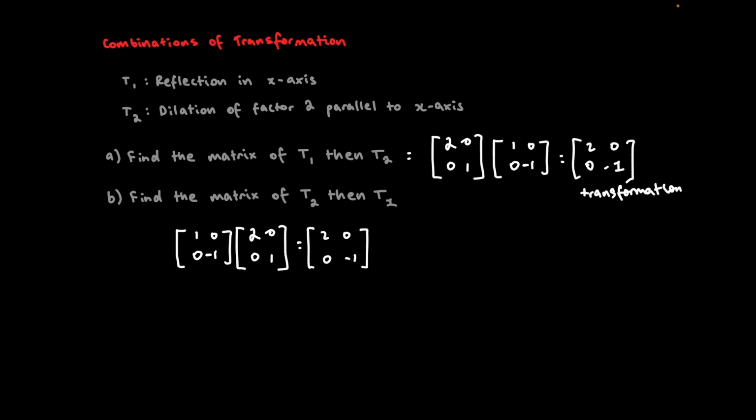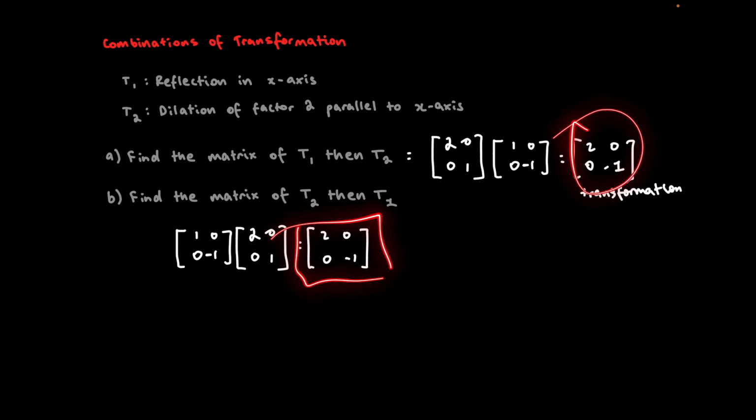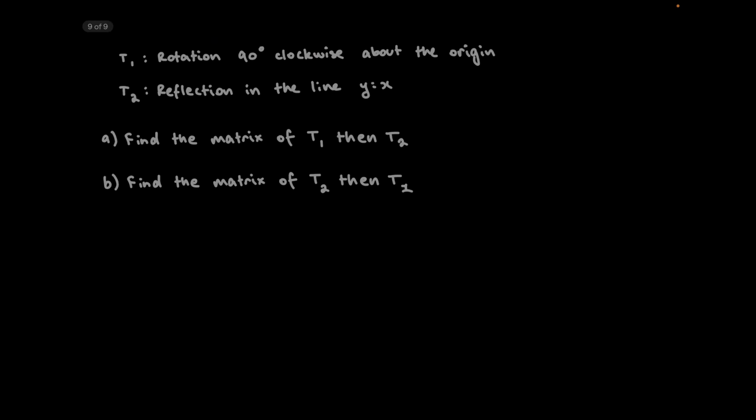Okay, if you were to take any point and actually apply these transformations yourself, not even matrices, you would notice that you would get the same point regardless of which order you did it in. So that's why the matrices you get also happen to be the same. Okay, now let's have a look at this one.